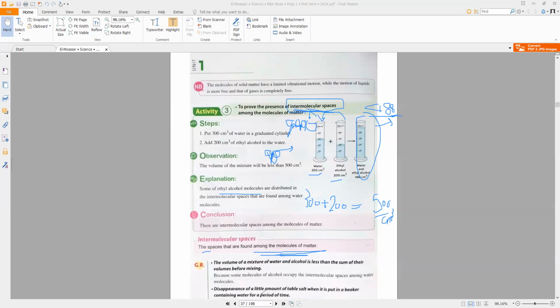Number two, disappearance of a little amount of table salt when it is put in a beaker containing water for a period of time. If you have a beaker containing water and you put some table salt inside it, after a period of time or after mixing, this table salt will disappear in the water. Why? Because the table salt molecules will occupy the intermolecular spaces between the molecules of the water, so the molecules of table salt will disappear.